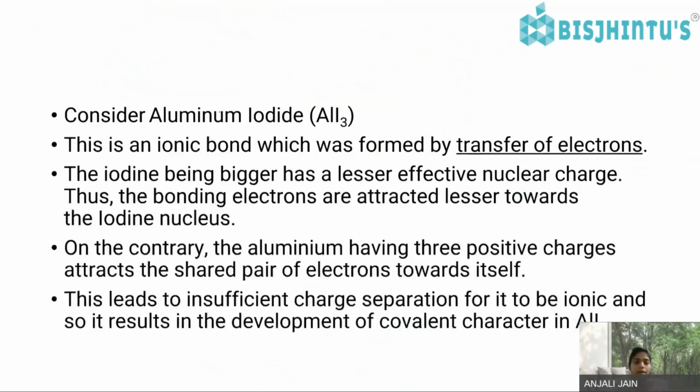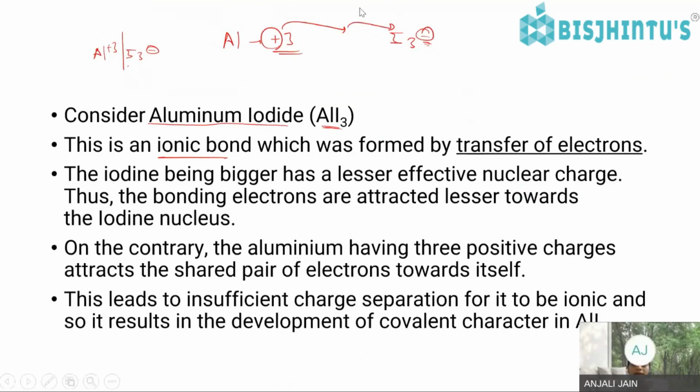Okay, then consider aluminum iodide. Aluminum iodide is AlI3. I3 is I3 negative ion and Al plus 3 positive ion because aluminium has a valency of 3. This is an ionic bond which was formed by the transfer of electrons. Al had a plus 3, iodine had a deficiency, so Al donated and has a positive charge, iodine received, so it has a negative charge.